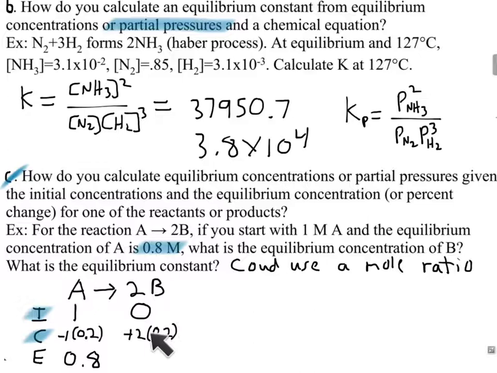The thing in parentheses is always going to be the same since we are adjusting for the coefficient outside the parentheses. And so now we have everything we need to find the equilibrium concentration of B, just add together. So 0 plus 2 times 0.2 is 0.4.